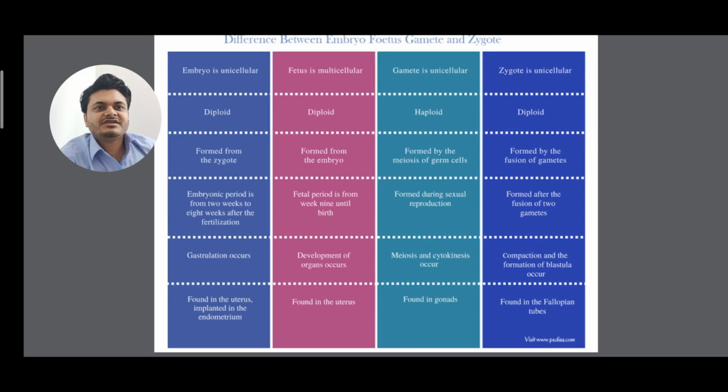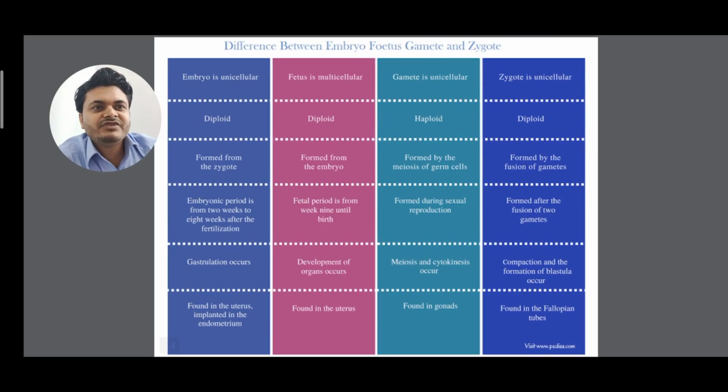One more difference I have given between embryo, fetus, gamete and zygote, very nicely given. Embryo is unicellular, whereas fetus is multicellular, gamete is unicellular and zygote is unicellular. So only fetus is multicellular, the rest, embryo, gamete and zygote, are all unicellular. Next, embryo, fetus and zygote are diploid in nature, whereas gamete is only haploid. So nice differences are given. You will not find this in your book, so copy it down in a copy.